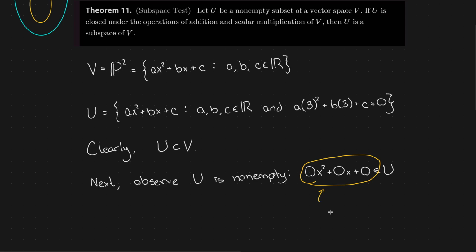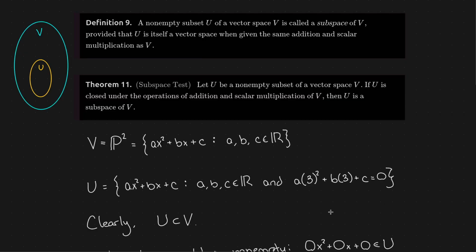That makes sure that it's non-empty. If it's there, we're done. If it's not there, then it can't possibly be a vector space. A vector space has to have an identity, an additive identity, a zero vector. Okay. Finally, we need to check that U is closed under addition, that it's closed under scalar multiplication.